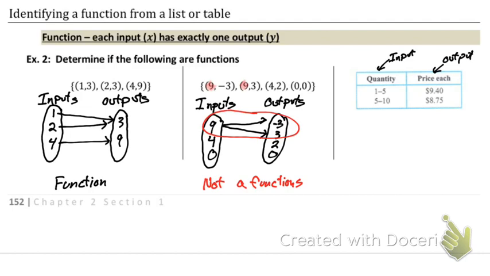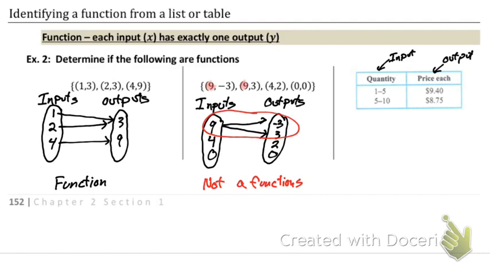Well, I shouldn't have to tell you what's the input and what's the output, because, and why I don't need to tell you, you need to know what the quantity is to determine the price. So that's what makes it our input. You have to know this before you know the price. So you already know what's your input, what's your output. So this is a function.